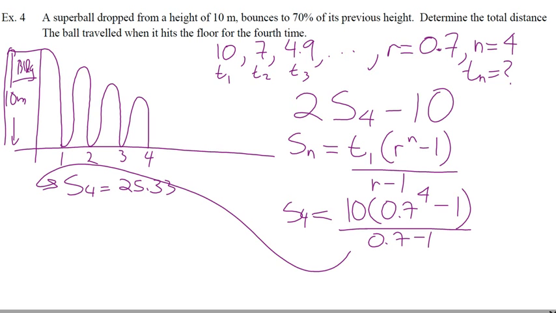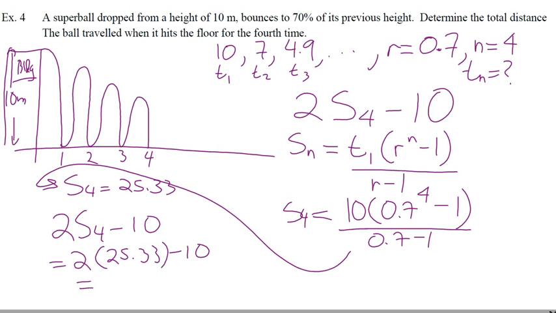Okay, so what do we want? So we want 2 times S4 minus 10, which is 50.66 minus 10, which is 40.66. Units? Meters. Don't forget units, right? Or I forget half marks. Oh, I forgot to give you a half mark there. No, I didn't. I took a half mark away, with a smile on my face. No units, no marks.